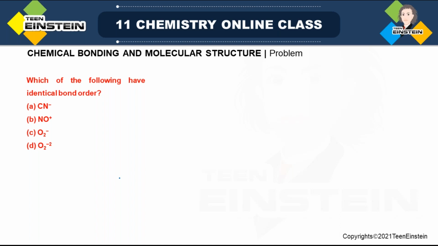But what about the other two? O2, 2 oxygen atoms, that means 8 plus 8. But there is a negative sign, so it should be 8 plus 8 plus 1. And for O2 2 minus, it is 1 extra compared to that.